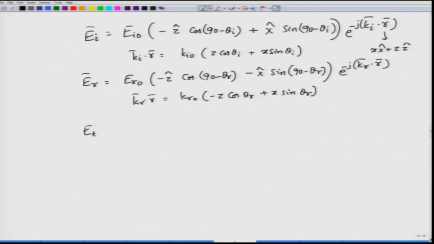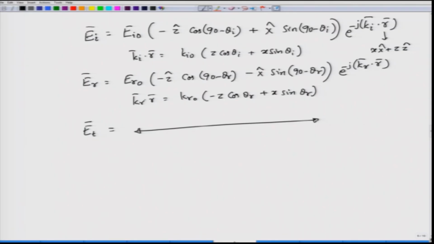Shall I leave the transmitted electric field as an exercise for you? I will leave this one as an exercise, and you can fill out this expression and verify whether you have done it correctly when I write the next set to obtain certain other relationships.